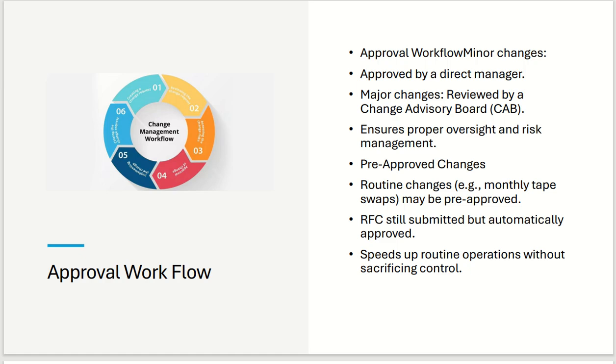There are also changes that would happen every now and then. These are referred to as routine changes. For such changes, to avoid having the direct manager approve every time or get the CAB to approve every time, what happens in practice is that a request for change is submitted about these changes, but the changes are effected automatically. In this way, you speed up routine operations without sacrificing control.